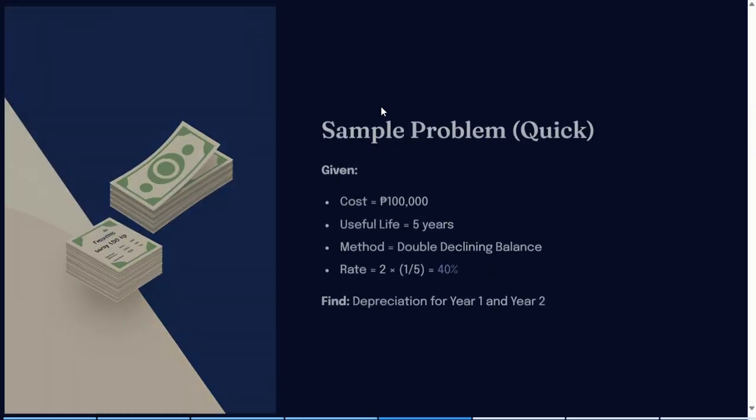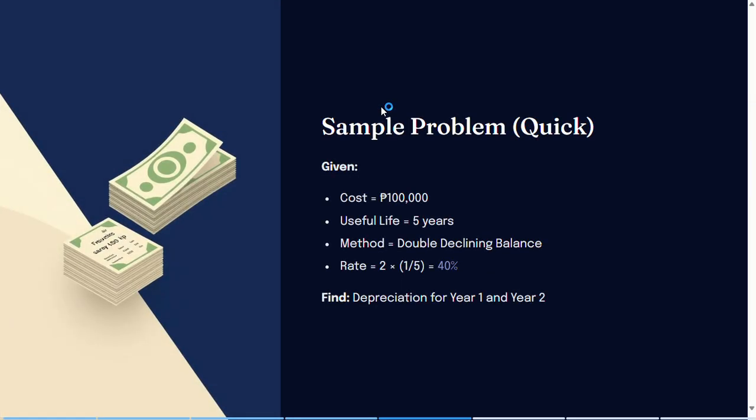So here's the sample problem. We have an asset that costs 100,000 and its useful life is 5 years. And we use the double declining balance method. So first, compute the rate. 2 times 1 over 5 is equal to 40%. We need the depreciation for year 1 and year 2.